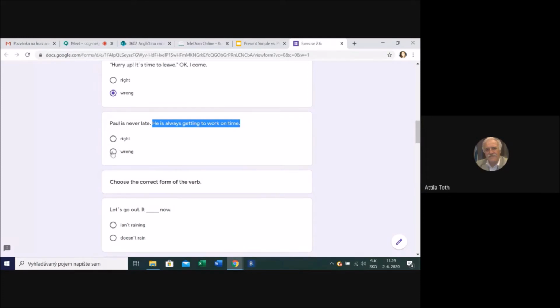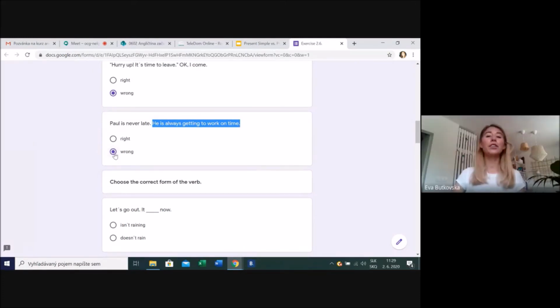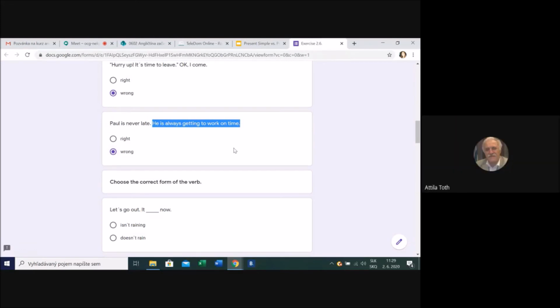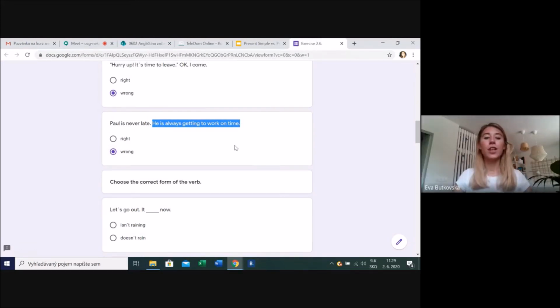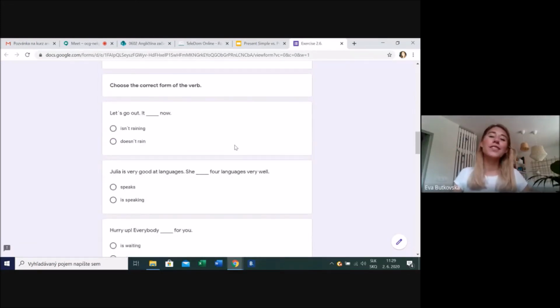Incorrect. He always gets to work on time. Very good. So it's his habit, or permanent situation. Good. Let's move on to the second part of this exercise, and I want you to choose the correct form of the verb. So let's do number 1.